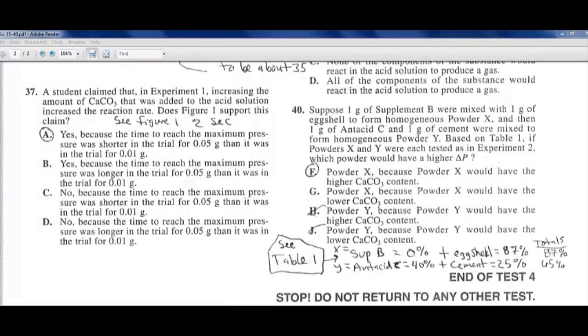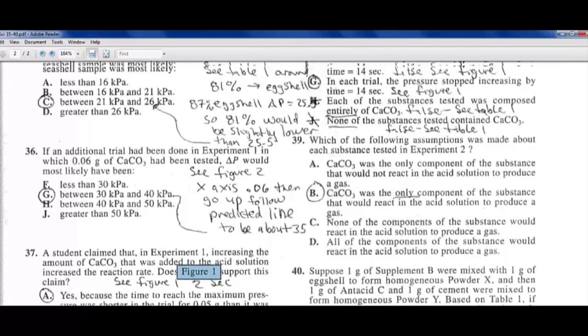Test 70A, Science Practice Problem number 37. Number 37 reads, a student claimed that in Experiment 1, increasing the CaCO3 that was added to the acidic solution increased the reaction rate. Does Figure 1 support this claim? First things first, let's go to Figure 1 and look for the relationship. Remember, as we increase one, what happens to the other?